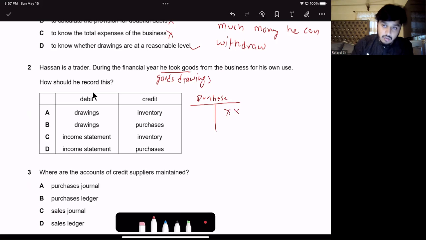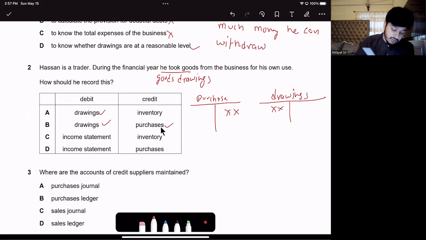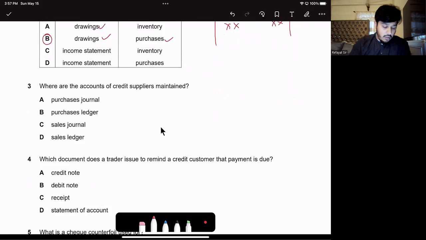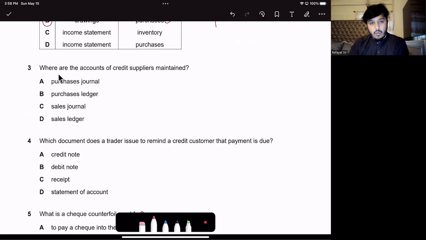So the purchases account is credited and the drawings account, as usual, is always debited. The account to be debited will be drawings. The account to be credited is purchases, B. Oh sorry, my bad. Question 3: where are the accounts of credit suppliers maintained? All right, suppliers.